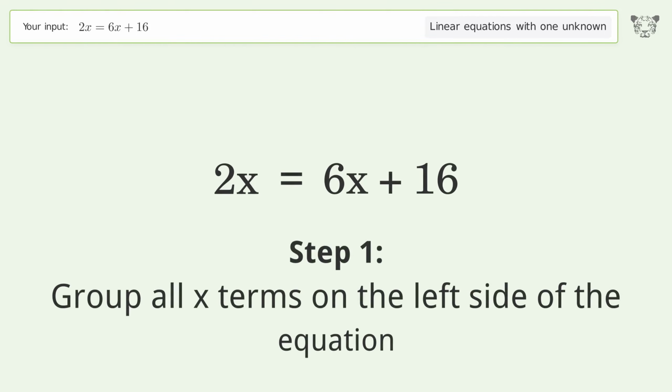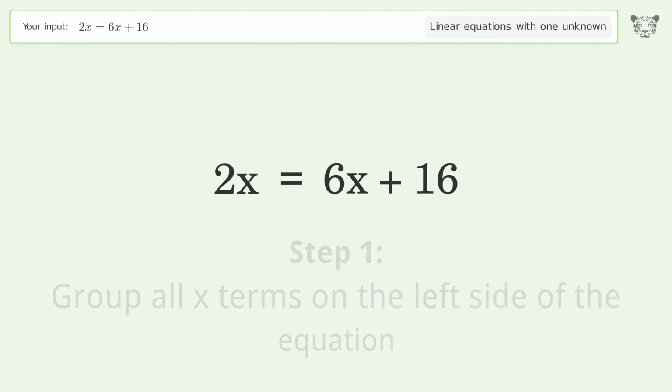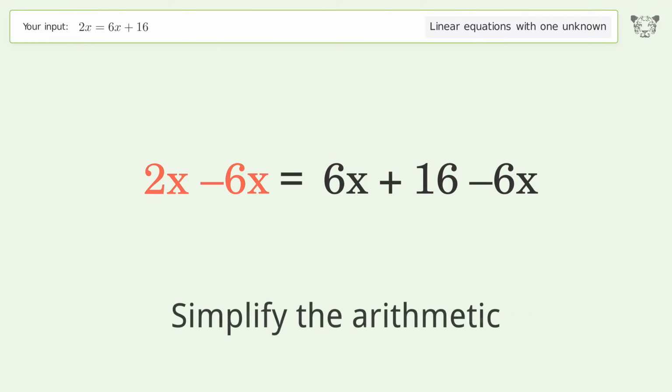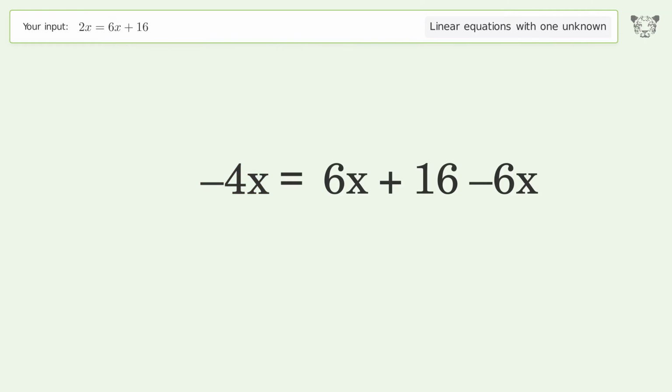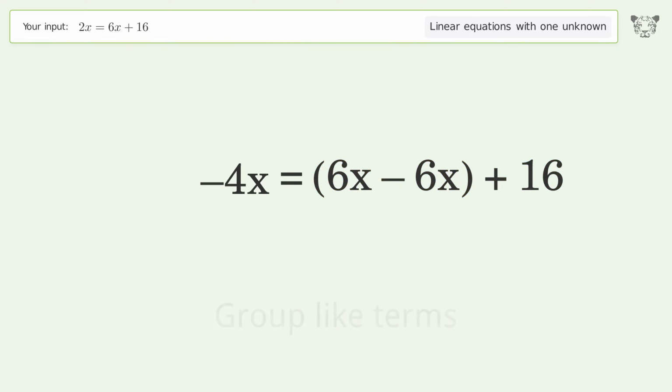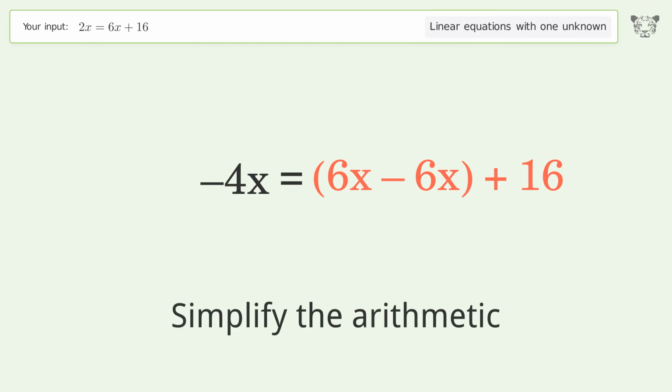Group all x terms on the left side of the equation. Subtract 6x from both sides. Simplify the arithmetic. Group like terms. Simplify the arithmetic.